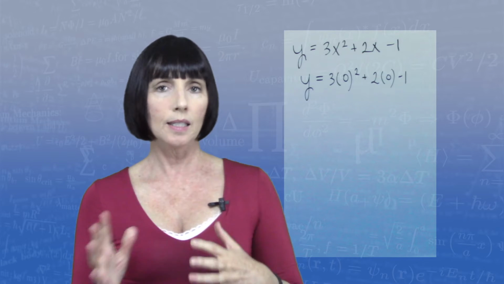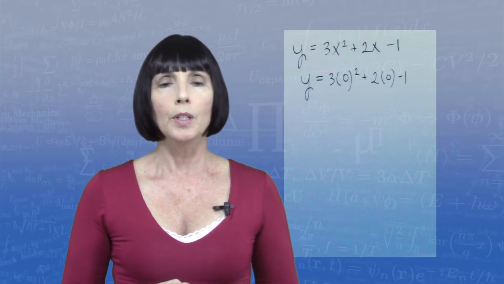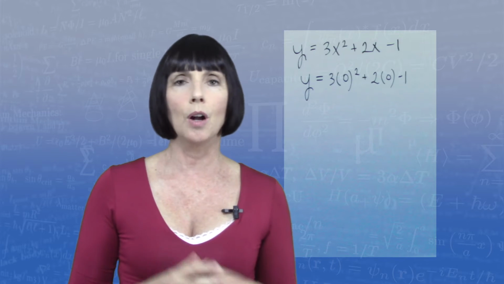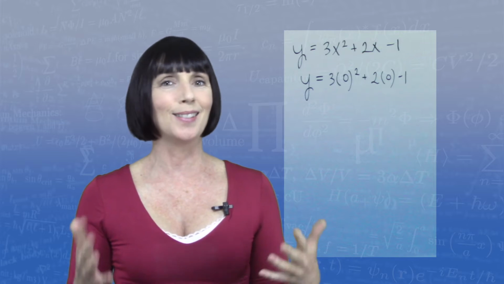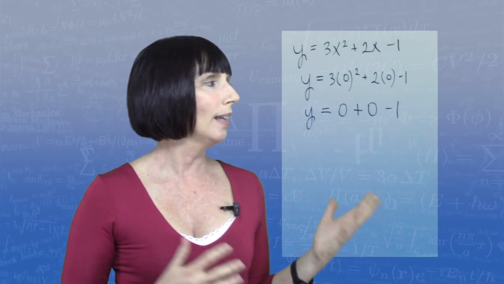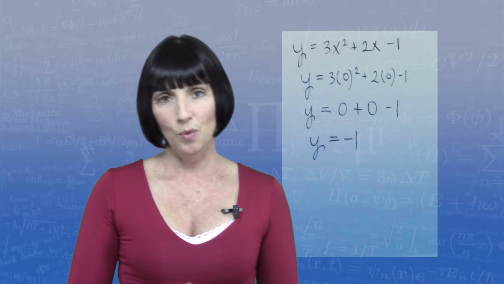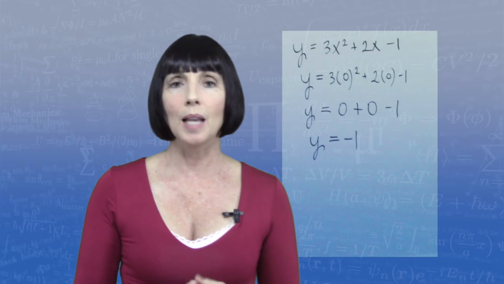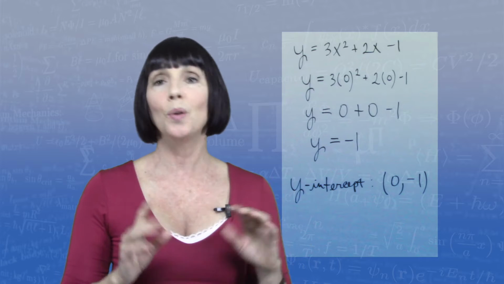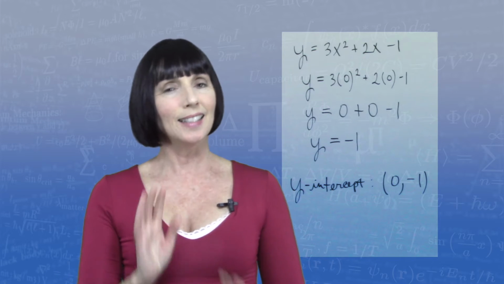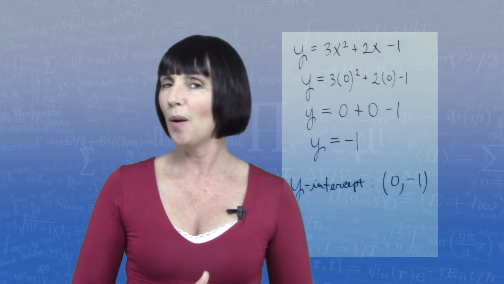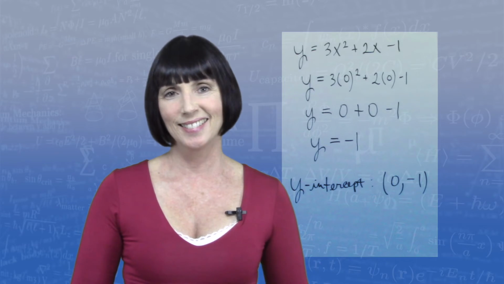Okay, let's simplify on the right there. 3 times 0 squared is just 3 times 0, which is 0. 2 times 0 is 0, so I end up with y equals 0 plus 0 minus 1, y equals -1. So my y-intercept is the point (0, -1). A little less work to do finding the y-intercept, not quite so much algebra.